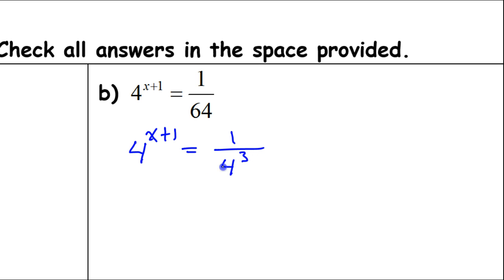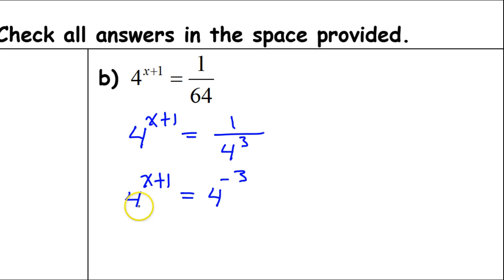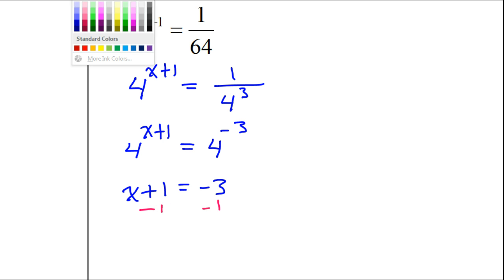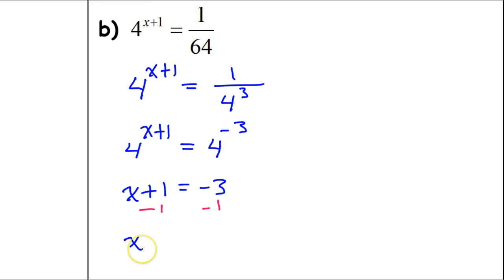Now, because this is in the denominator, this would be the same thing as 4 to the negative 3 power. Now, since the bases are the same, the exponents will be the same. So that means x plus 1 would have to equal negative 3. As we subtract 1 from both sides, that's going to give us x equals negative 4. Okay, so that will be the answer.